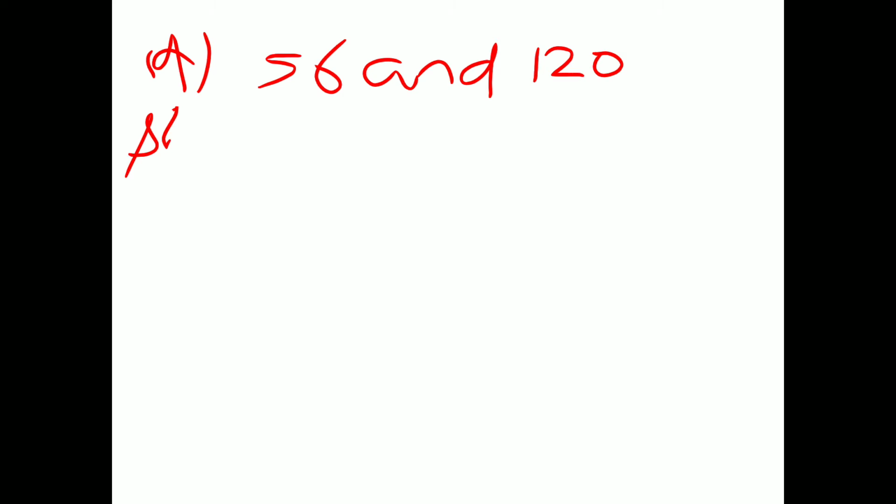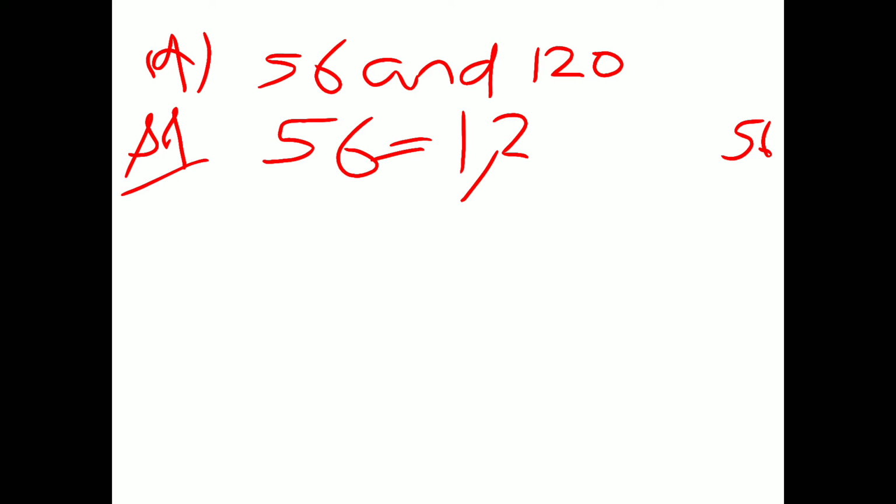Firstly we write factors of 56. 56 comes in the 1 table and 56. Clear? Now in the 2 table 56 comes at 28. Clear? 1 second.